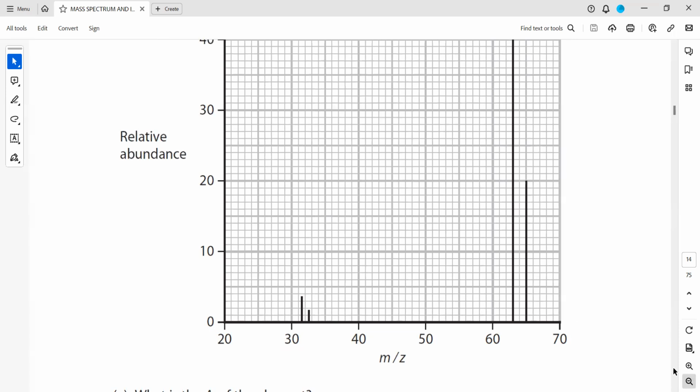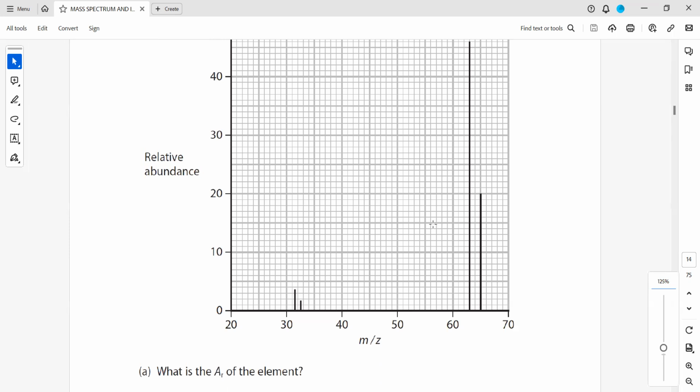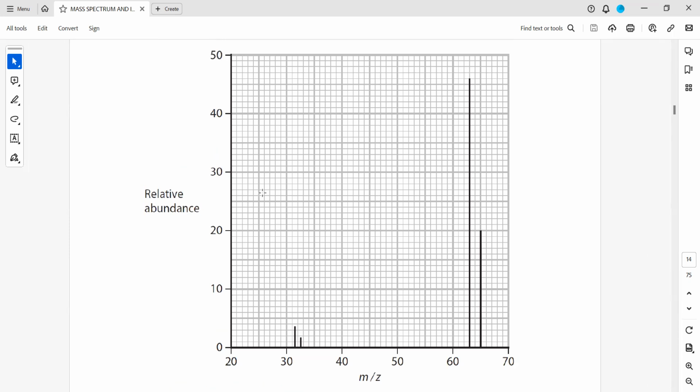When you check this, you need the atomic mass of this element. Now it's giving peaks in different regions, like a peak in the 31, 32 region, and there's also a peak in another region. Now, how do we identify which peaks we should use to work out the atomic mass?